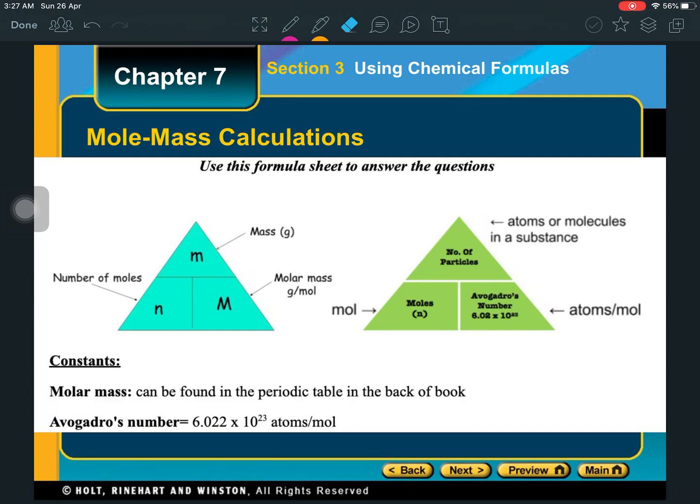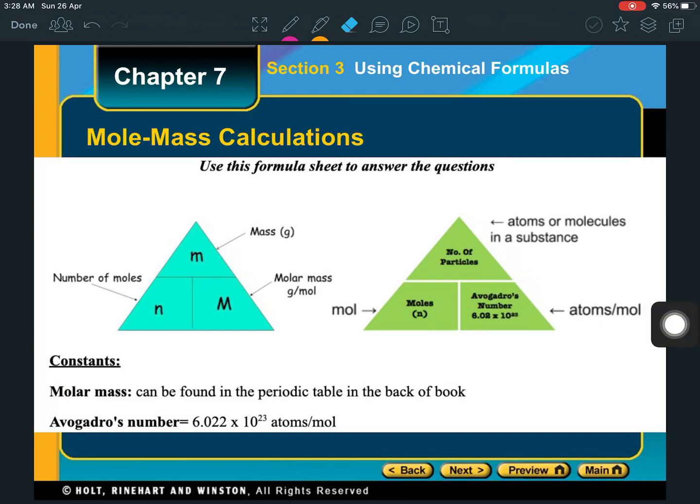Let's get started. You remember from days 1 and 2 that we used these two triangles to find mass, number of moles, and the number of particles, right? Molar mass we can find directly from the periodic table, and Avogadro's number is a constant which never changes. If I ever need to go from one triangle to the next, I just need to find the number of moles and then start using the next triangle, because I know the number of moles.